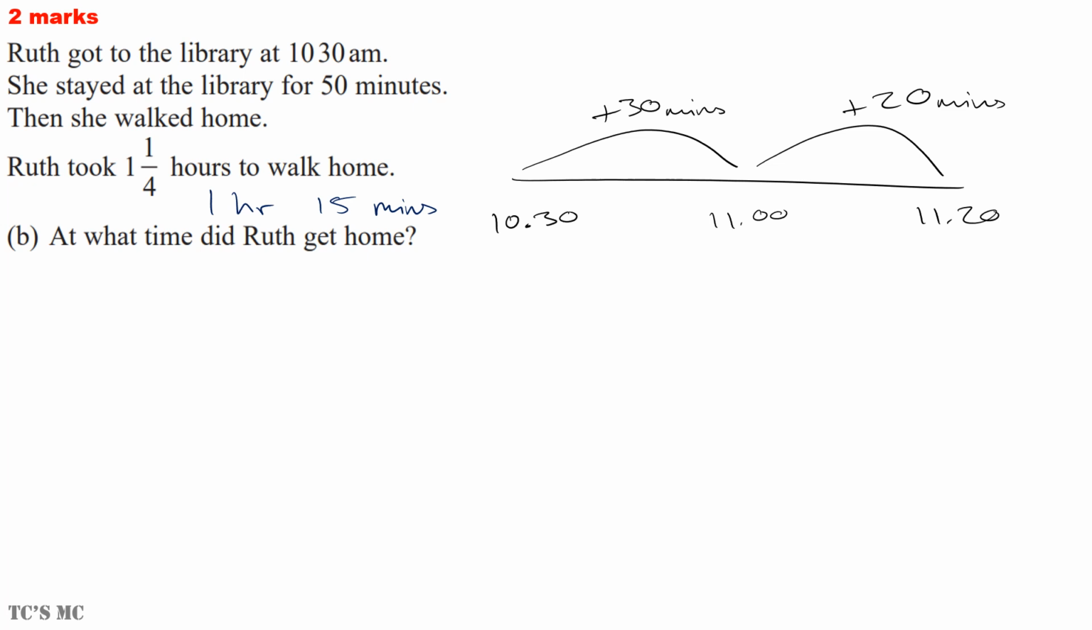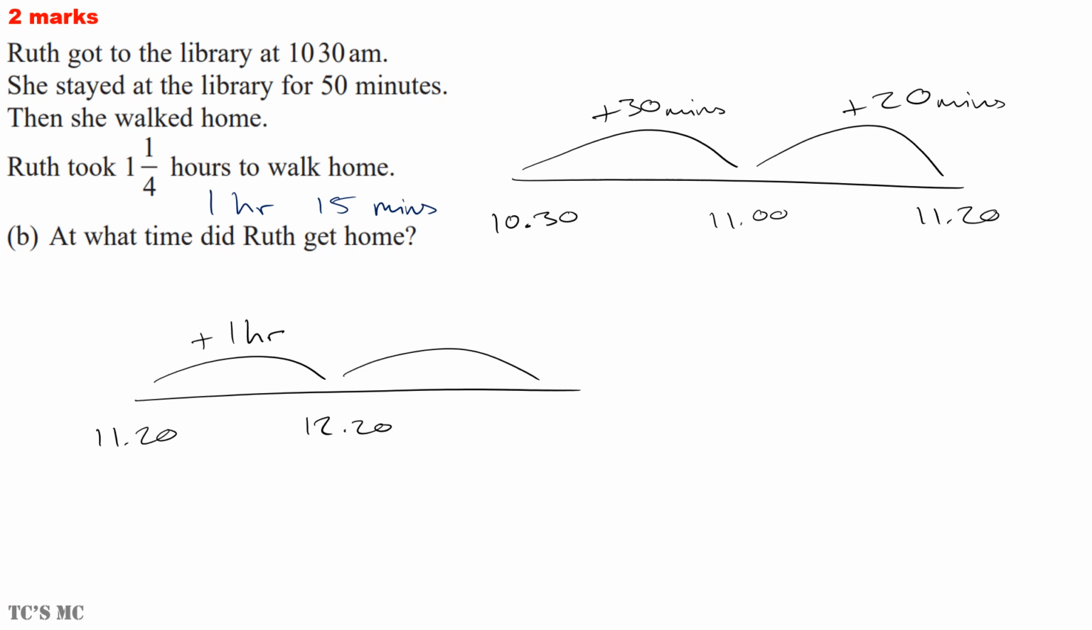So I'm going to use my number line approach again. I've got 11:20. I'm going to add on 1 hour, and that gets me to 12:20. Then I need to add on that 15 minutes, and that takes me to 12:35. Remember, it is 2 marks, so we do need method. You cannot just say 12:35.